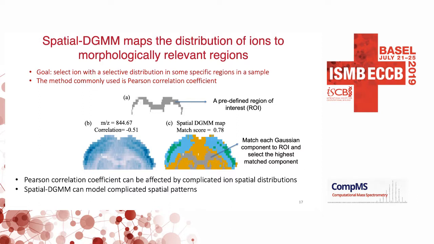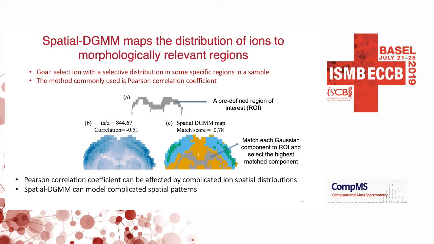And here we show an example that Pearson correlation coefficient can actually fail when the spatial distribution patterns are very complicated. Here the gray area is a predefined region of interest, and we want to find some ions with intensity selective in this region. So for m/z 844.67, it has a low Pearson correlation coefficient, but we can see from the ion image it has the morphology of the predefined region of interest.